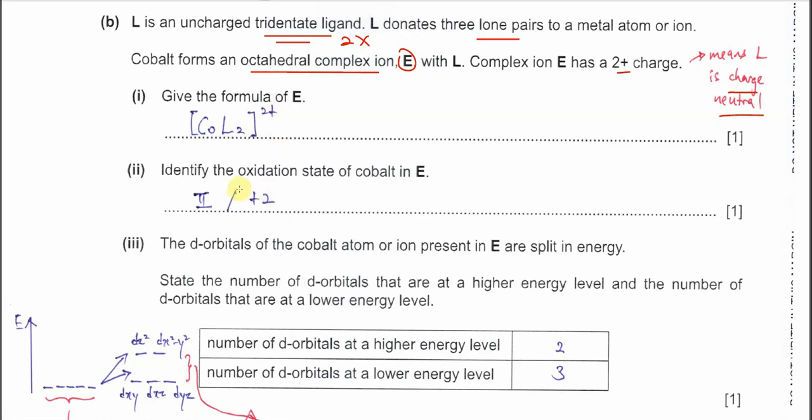Part 2, identify the oxidation state of the cobalt in E. Because the ligand is neutral, the oxidation state of cobalt is of course +2. In the new syllabus the oxidation state should be written in Roman numerals, but the marking scheme still puts +2, so both are acceptable.